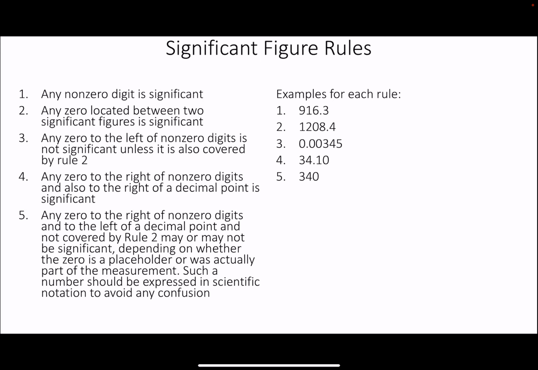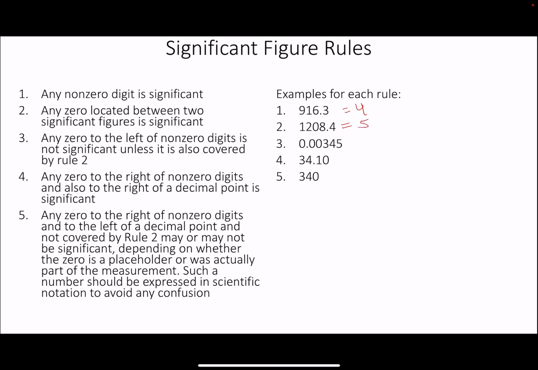Okay, so examples for each rule. So here in example 1, the number is 916.3. In this case, rule 1 applies, where any non-zero digit is significant. So if I were to ask how many significant figures are there in that number, the answer is 4, because all 4 of those digits are non-zero. For rule 2, any zero located between two significant figures is significant. So if we look at example number 2, 1208.4, that 0 in the middle is significant because it's between two other non-zero digits. So there are 5 significant figures in that number.